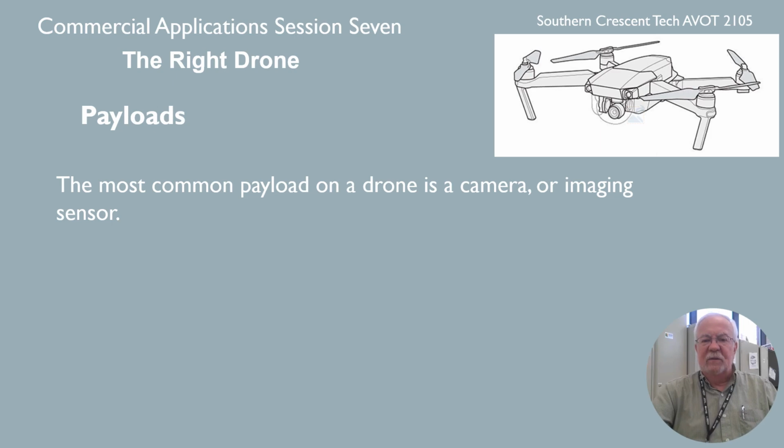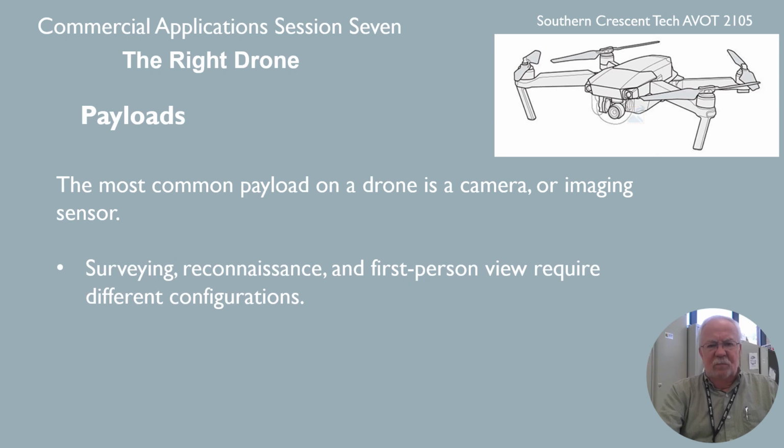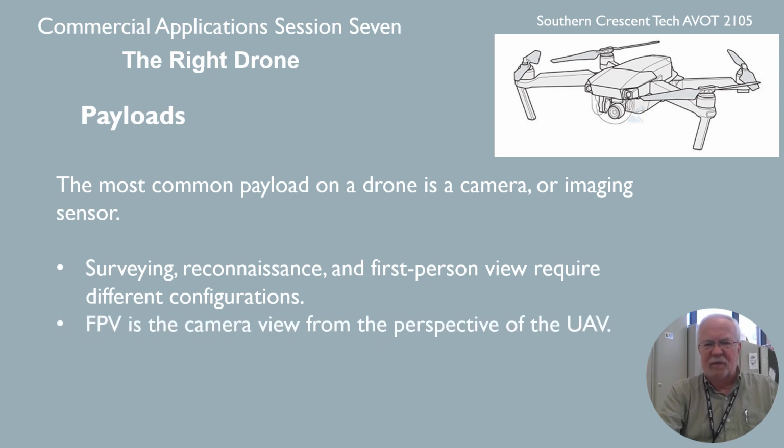So let's think about payloads. We've got to the part where we get the input, but more than 90% of what we do has to do with some kind of image. So we need a payload, a camera, or some kind of image sensor. Depending on what we're doing, whether it's surveying or reconnaissance or first-person view, they all require some kind of different configuration. So we want to explore that.